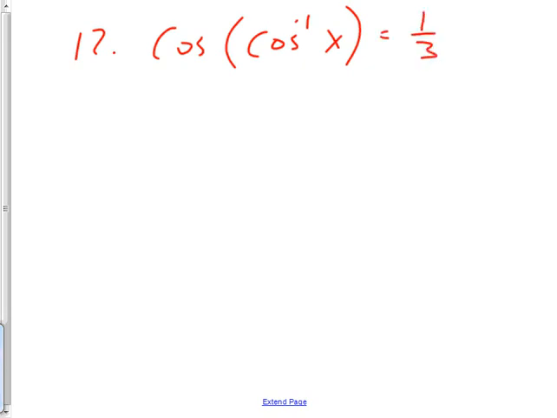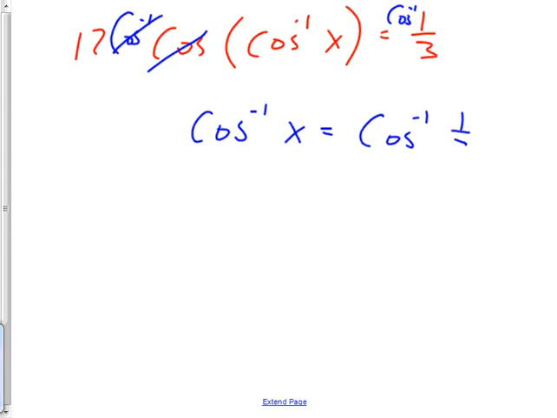Now let's try another one in that section so you can see they're not all crazy. Let's do number 12. Cosine of inverse cosine of x is equal to 1/3. There's a fast way and a slow way, and I actually like the slow way better. I'm going to take the inverse cosine of both sides, and then that'll cancel that. Now I can say that inverse cosine of x is equal to inverse cosine of 1/3. And by logic, what's the answer? X equals 1/3.